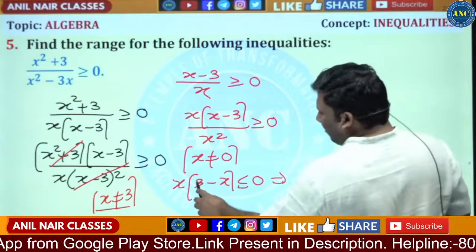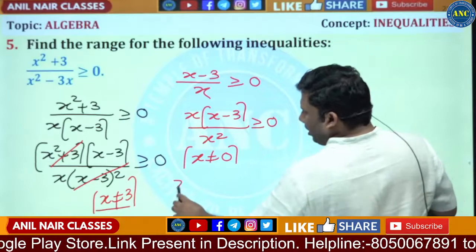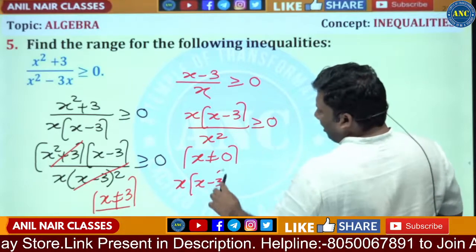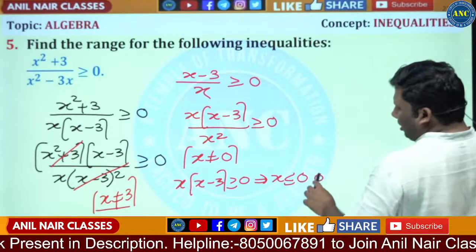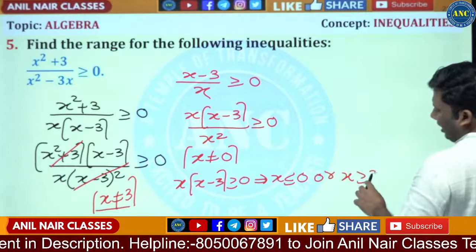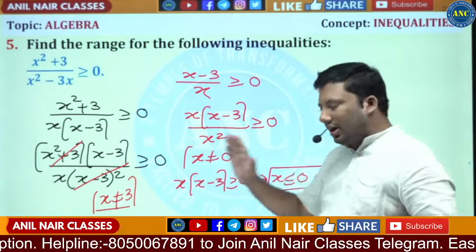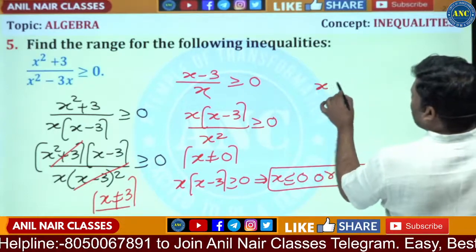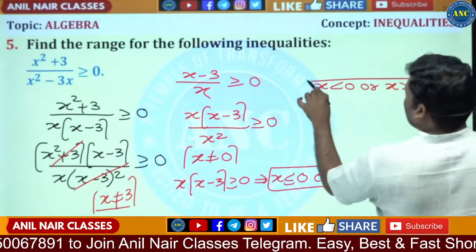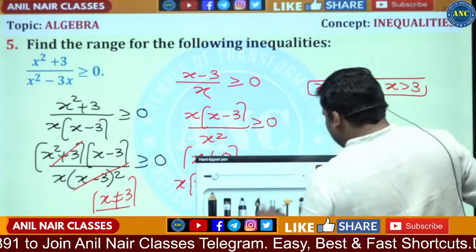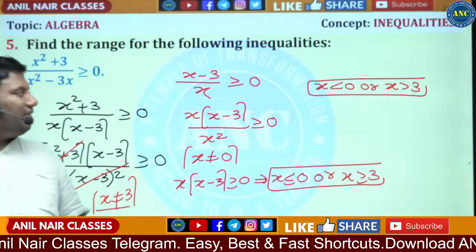Or greater only we will keep, x into (x minus 3) greater than or equivalent to 0. That means x is less than or equivalent to 0 or x is greater than or equivalent to 3. x cannot be 0, x cannot be 3. So answer will be x is less than 0 or x is greater than 3. I hope the idea is very clear to you.